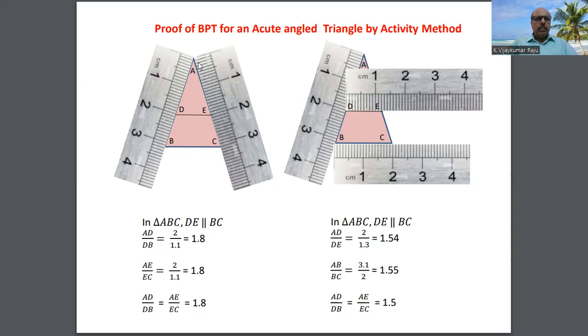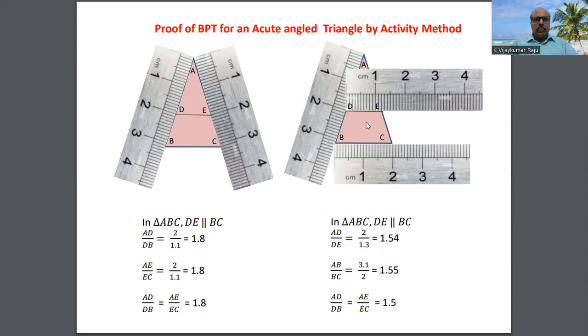Now let's measure the other side, that is AE and EC. You see AE is again 2 centimeters and EC is 1.1. So AE upon EC is 2 upon 1.1, which is 1.8. So from both of these, you see, we are getting 1.8, 1.8. That means AD upon DB is equal to AE upon EC. This is possible only if DE is parallel to BC.